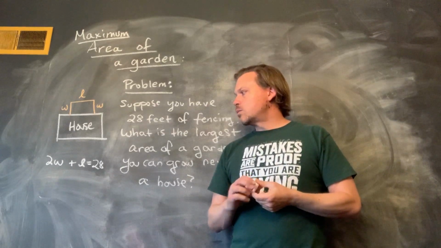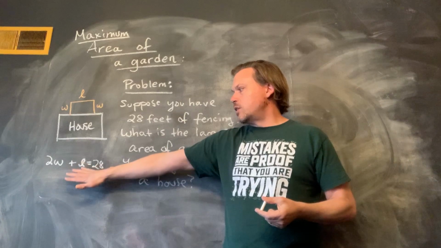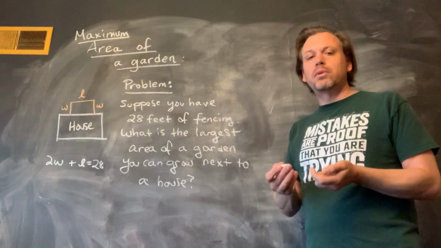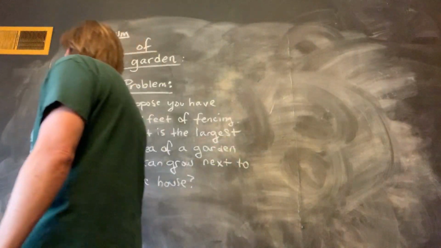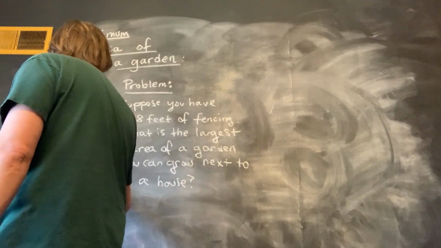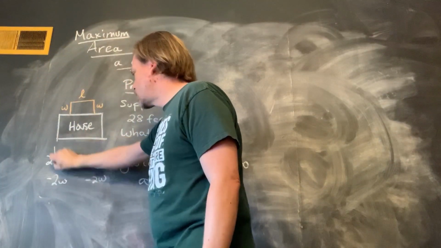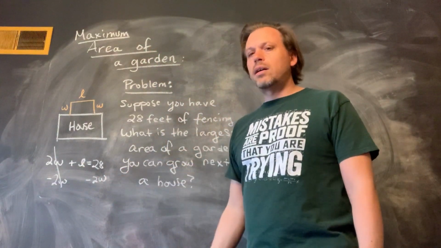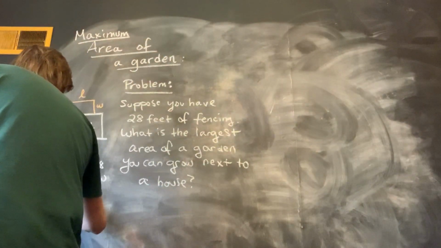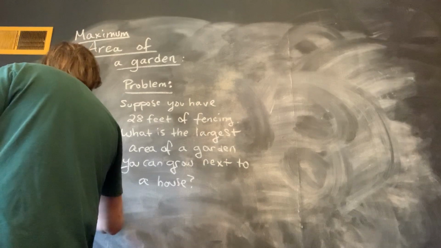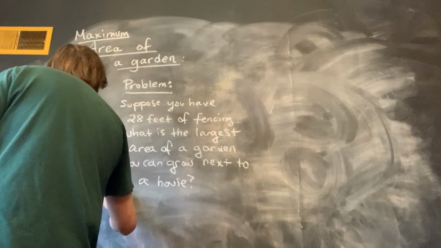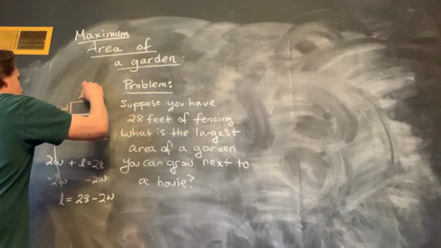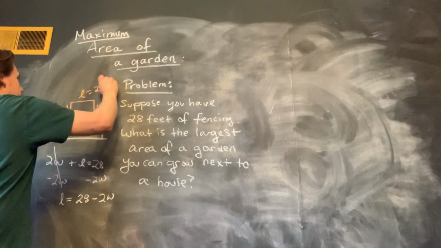So the first thing I'm going to do is rearrange this equation so that I know what L is. I'm going to solve for L. I can do that just by subtracting 2W from both sides of the equation. So minus 2W, minus 2W. Now these cancel out. 28 minus 2W, those are not like terms, so I'm going to leave them how they are. I'm going to write that L, the length of the garden, is equal to 28 minus 2 times the width of the garden. And then I can replace that in my picture too: 28 minus 2W.